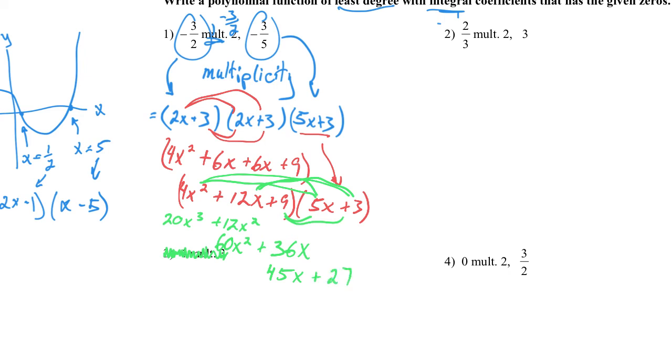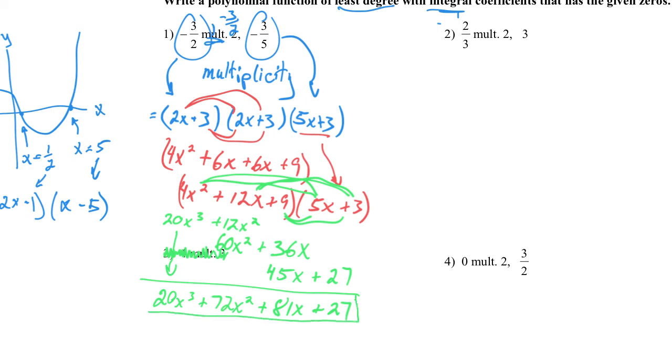And now I simply combine any of the like terms within any of these. There's no other cubes, so drop the cube down. There's 60 plus 12x squared. So we have 72x squared, 45 plus the 36. It's going to be 81. And then drop to 27. Okay, so there's my polynomial.